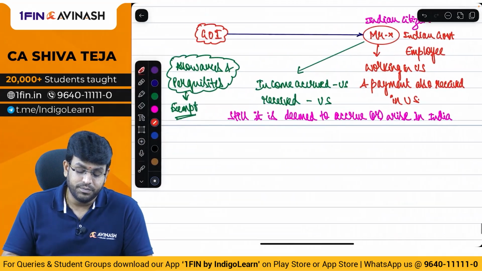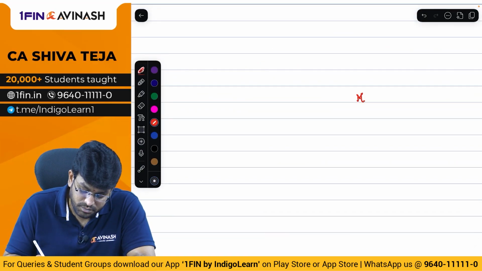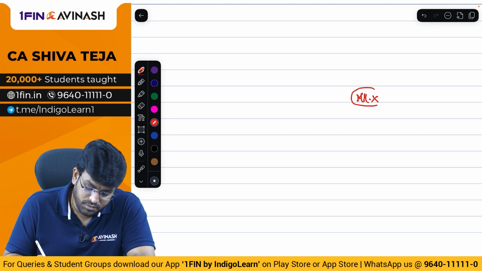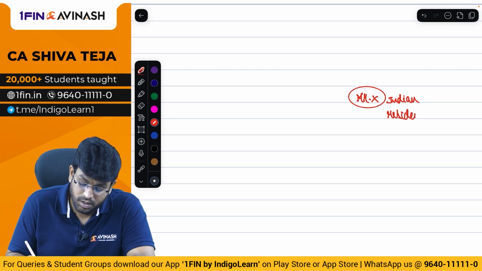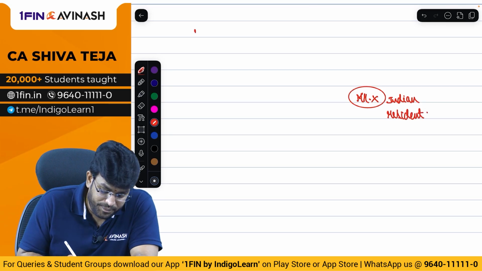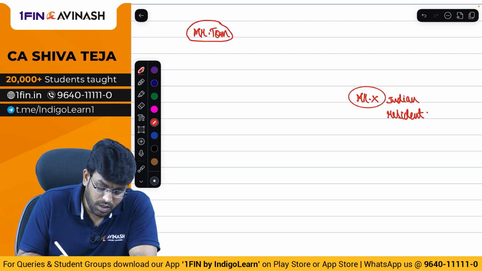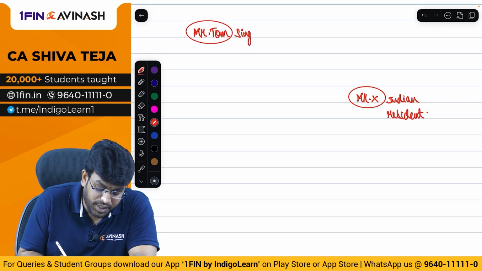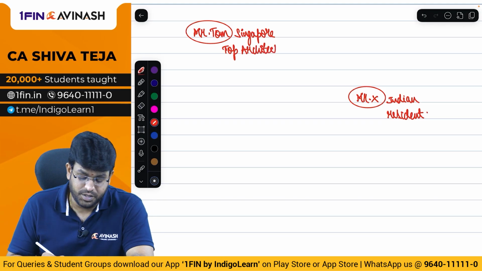Finally, the last important discussion, that is about interest, royalty and fees for technical services. Let me explain that to you. Listen carefully. One person, Mr. X, an Indian resident. Now, there is one person, Mr. Tom of Singapore, who is one top architect.